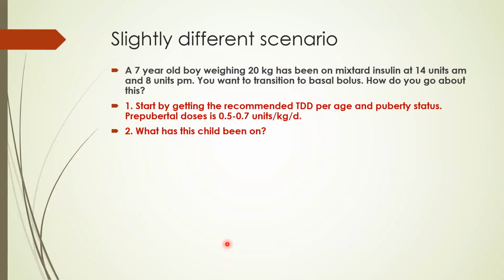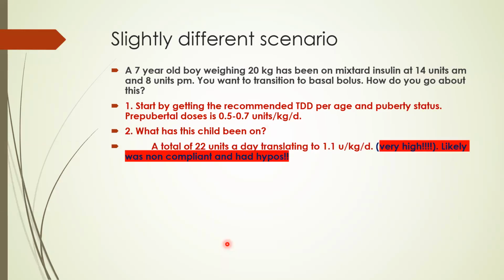Ask yourself, what has this child been on? The child has been on 14 in the morning, 8 in the evening. That's a total of 22 units. So 22 units divided by the weight, which is 20 kilos, gives us 1.1 units per kg per day. What are you noticing here? 1.1 units per kg per day is very high, much higher than the normal recommended dose for the age. And so it's likely that this child was non-compliant and had been having several hypos.